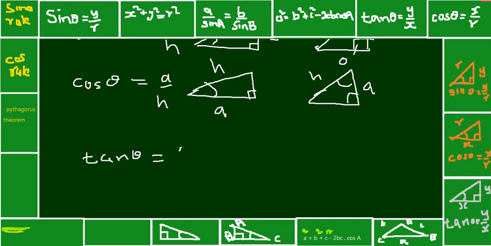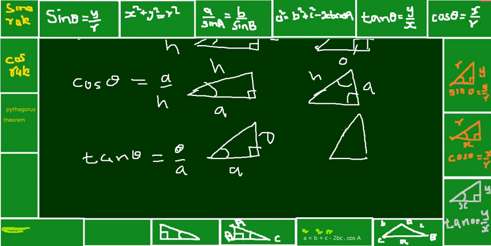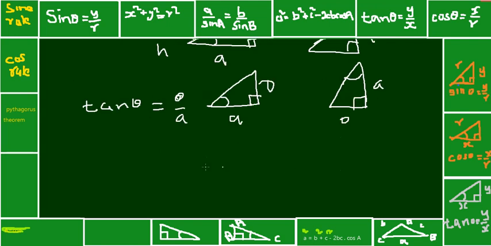And tan as well, which is opposite over adjacent, which is this side. This is adjacent, this is opposite when the angle is this side. So when the direction changes, we check the direction to see which is adjacent and which is opposite.